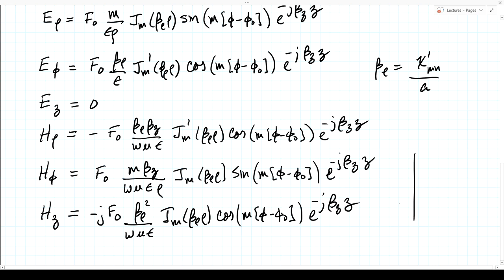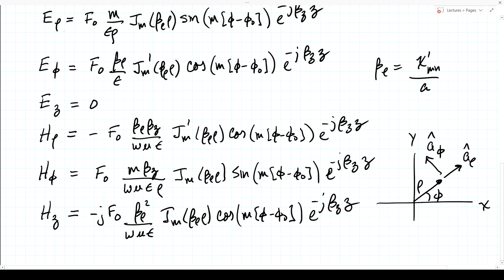Now, we saw that in rectangular coordinates, the idea of a wave impedance was very useful. So here's rho and here's angle phi. If we're at some point here in the xy plane, there is a rho hat unit vector and there's a phi hat unit vector. So rho hat and phi hat are orthogonal. So it was the ratio of orthogonal electric and magnetic fields that led to the idea of the wave impedance. So let's do that here.